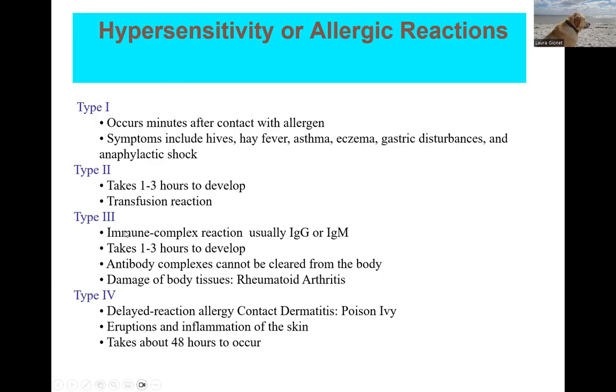Okay, type 3 reactions, they may take about 1 to 3 hours as well. The severity can vary. So immune complex reactions, usually using the IgGs, which are those little ones, and the IgMs, those are the big mothers. It may take an hour or a couple hours to develop. Antibody complexes cannot be cleared from the body. And then you have damage to body tissues. So an example of that is rheumatoid arthritis.